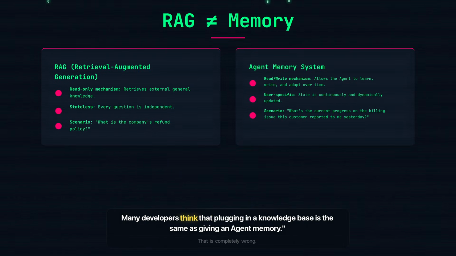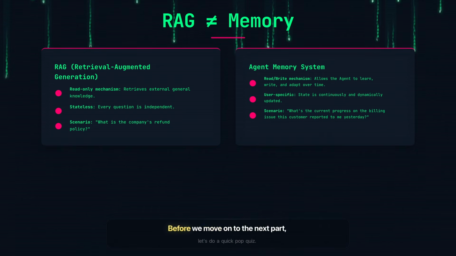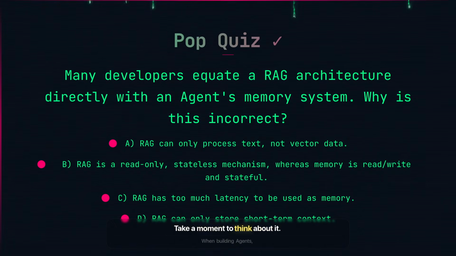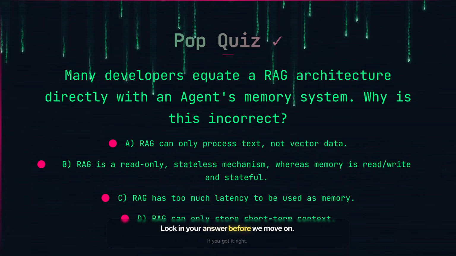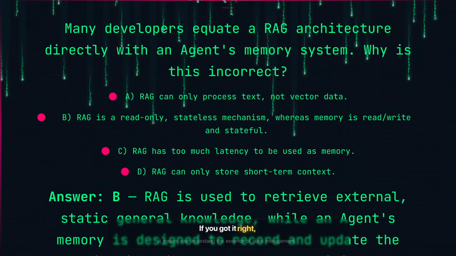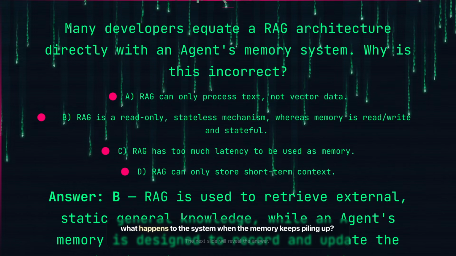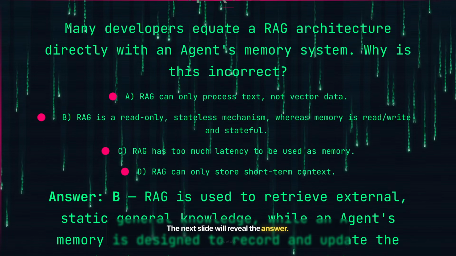Many developers think that plugging in a knowledge base is the same as giving an agent memory. That is completely wrong. Before we move on to the next part, let's do a quick pop quiz. Take a moment to think about it. When building agents, this is the easiest pitfall to stumble into. Which one do you choose? Lock in your answer before we move on. If you got it right, it means you understand the essence of state management. So, what happens to the system when the memory keeps piling up? The next slide will reveal the answer.